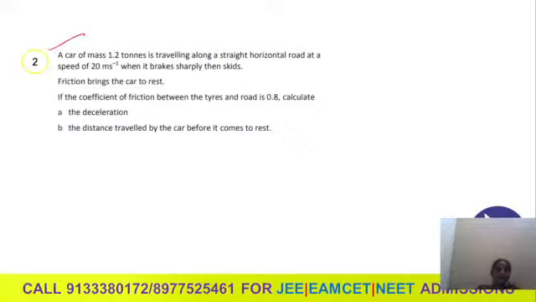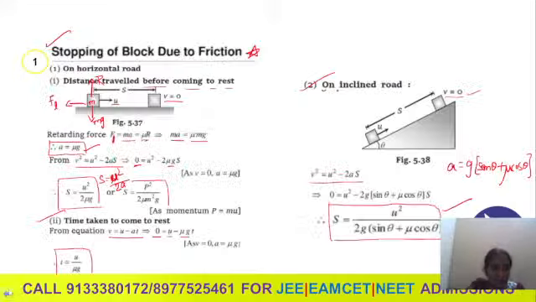A car of mass 1.2 tons is traveling along a straight horizontal road at a speed of 20 meters per second. When it brakes sharply, it skids. Friction brings the car to rest. If the coefficient of friction between the tires and the road is 0.8, calculate the deceleration and the distance travelled by the car before it comes to rest. So this question is related to this concept. Deceleration means a equals mu g. Stopping distance means the distance travelled is u square by 2 mu g. So we can use this formula.